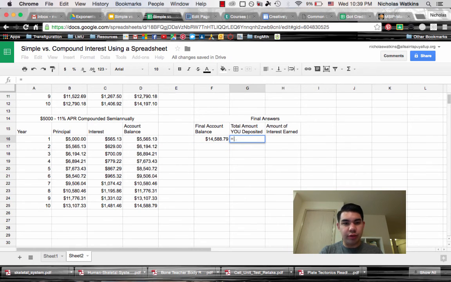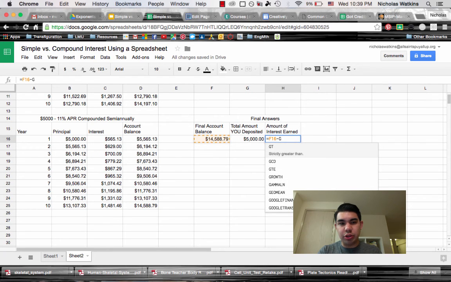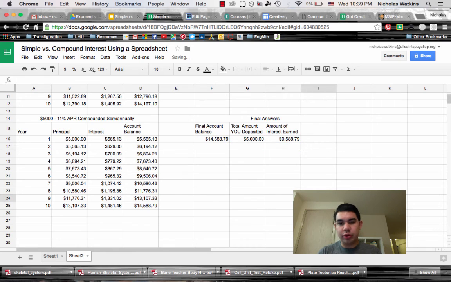Cool. Total amount we started with. Got that information from B16. And the amount of interest earned. So again, just like we did up here, it's going to be these two cells, F16 minus G16. There we go.